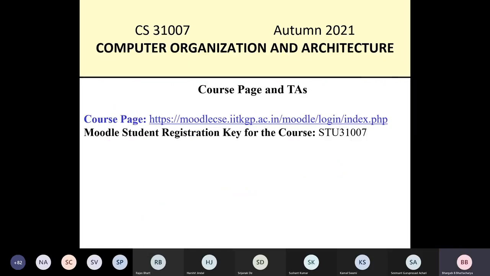All right. Okay, so for this course, we'll maintain a course page, and all kinds of announcements, assignments, exams, and everything, the presentations, the PPT, the PowerPoint slides, would be available. You can download them from the Moodle page. So please enroll yourself using the key.